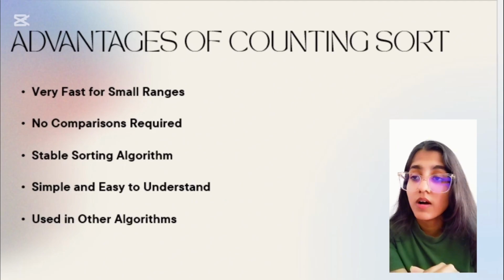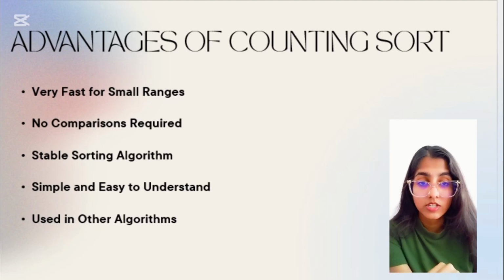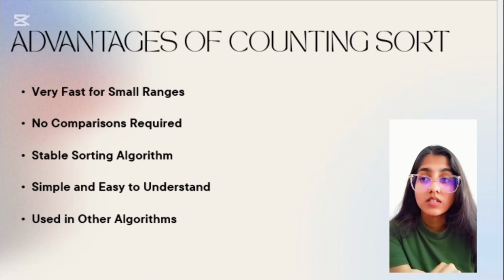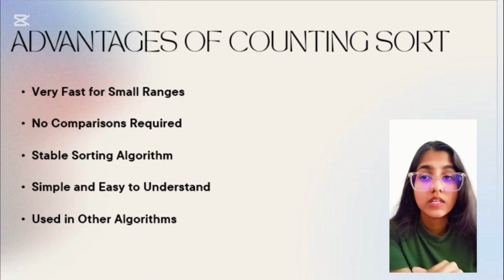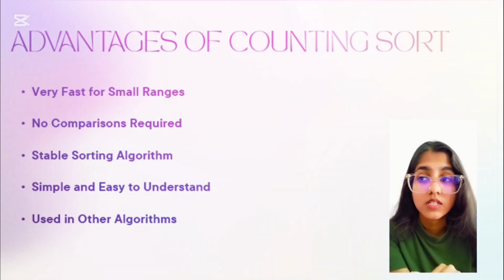And the next advantage is that it is a stable sorting algorithm. Counting sort preserves the relative order of elements, which is important in many applications. The next one is that it is simple and easy to understand. The logic is straightforward: count, accumulate, and place. The next one is that it is used in other algorithms. Counting sort is a key component of radix sort.